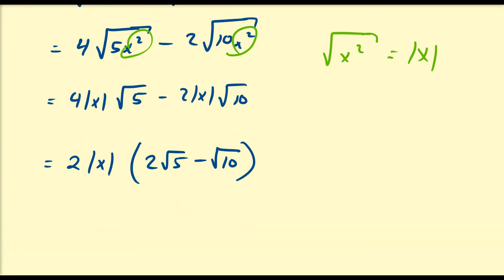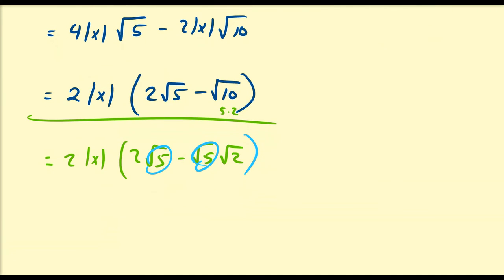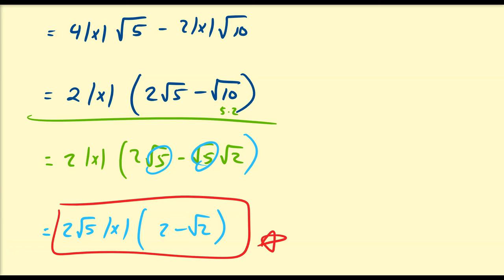If I really want to be extra about this, I can break down 10 into 5 times 2. But that would be okay, I guess. So then I have 2 square roots of 5 minus the square root of 5 times the square root of 2. And I can pull out a square root of 5 if I want to, right? So then I have 2 square roots of 5 times the absolute value of x times 2 minus the square root of 2. And that would be another representation for the expression that we started with.